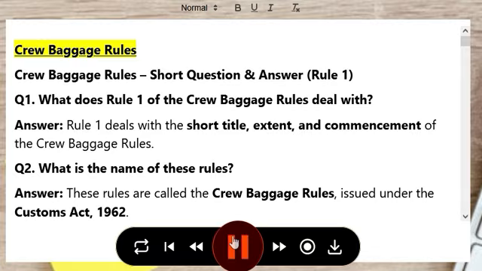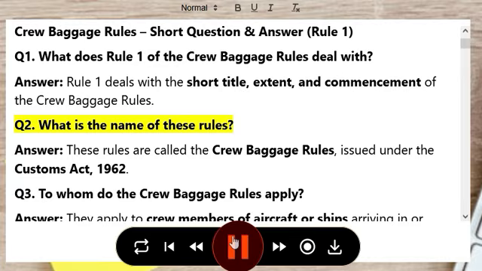Crew baggage rules. Short question answer. Rule 1. Q1. What does Rule 1 of the crew baggage rules deal with? Answer. Rule 1 deals with the short title, extent, and commencement of the crew baggage rules.